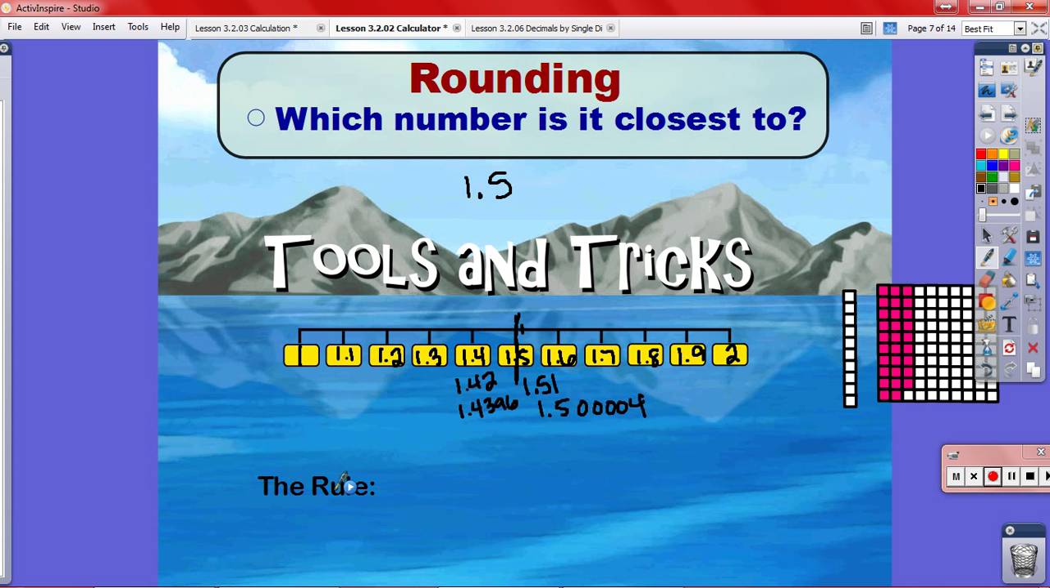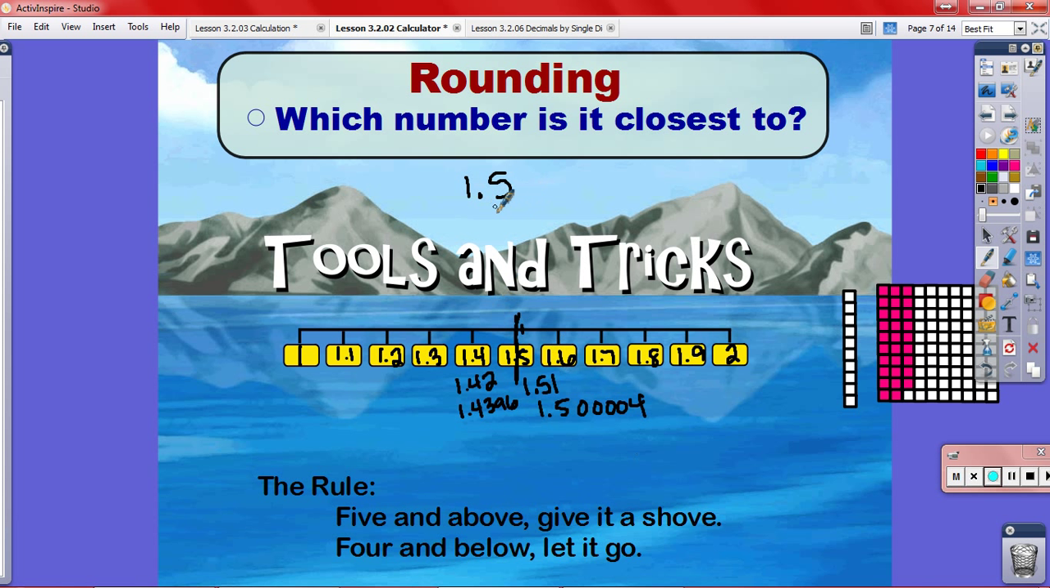There's a neat way of remembering this rule. 5 and above, give it a shove. So that means that if the number that you're using to determine which way you round is 5 or higher, then you're going to give the next number a shove to the next number. So because this is 5 or above, I'm going to shove the 1 up to 2.